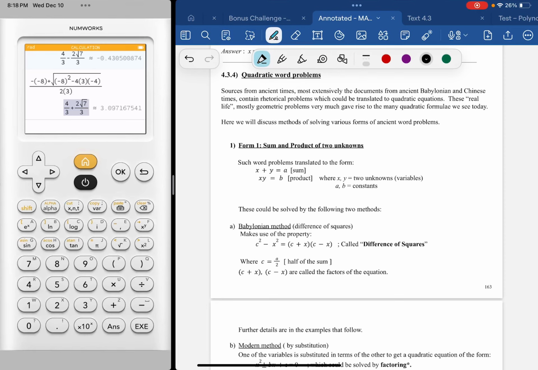All right, so quadratic word problems. A little blurb there. Sources from ancient times, most extensively the documents from the ancient Babylonians and Chinese times, contained rhetorical problems which could be translated into quadratic equations. These real life, mostly geometric problems very much gave rise to the many quadratic formulas that we see today.